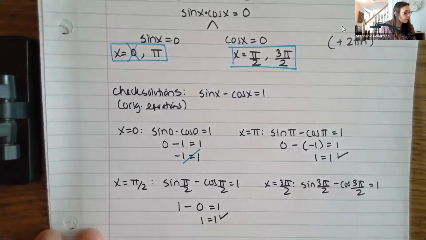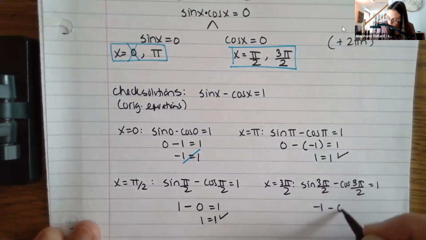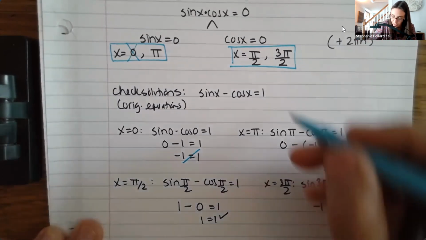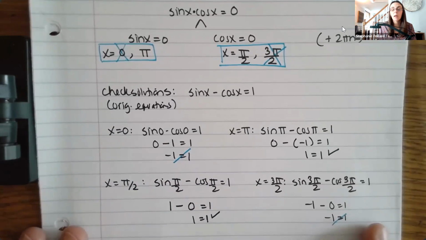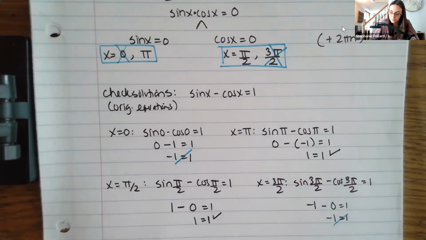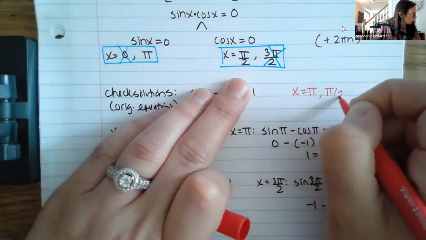All right, sine of 3 pi over 2 is negative 1. Cosine of 3 pi over 2 is 0. I get negative 1 equals 1, and this is not true. So actually, this one needs to get thrown out as well. So I'm glad I checked here, because a lot of times, if we don't check, sometimes they all work and it's fine and you don't notice anything, and you kind of luck out. Other times when we check, we may have 1 or 2 or multiple, whatever it is, that don't work. So actually, the only real solutions here are x equals pi and pi over 2.